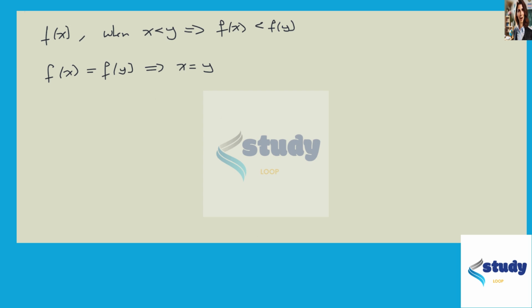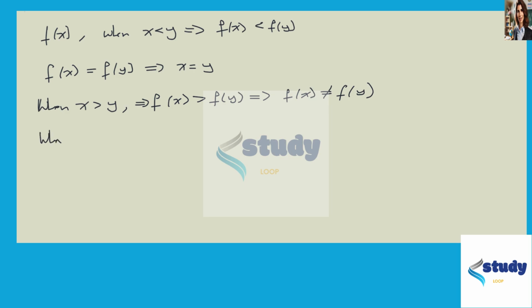So to show this, when x is greater than y, by definition of strictly increasing, f(x) is greater than f(y), which implies that f(x) cannot be equal to f(y). So in this case, when x is greater than y, that's what this is saying: x cannot be greater than y.